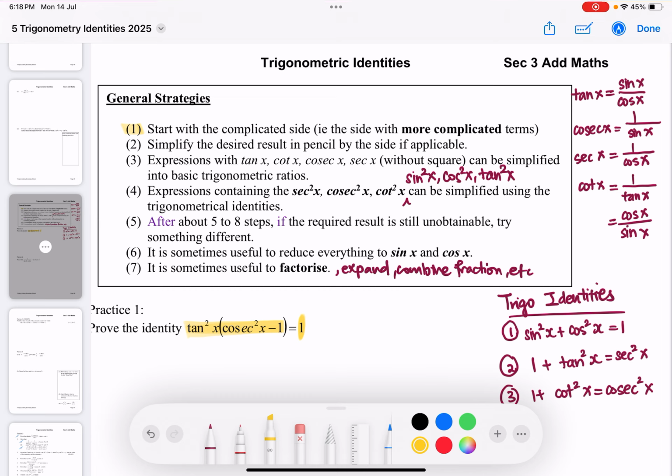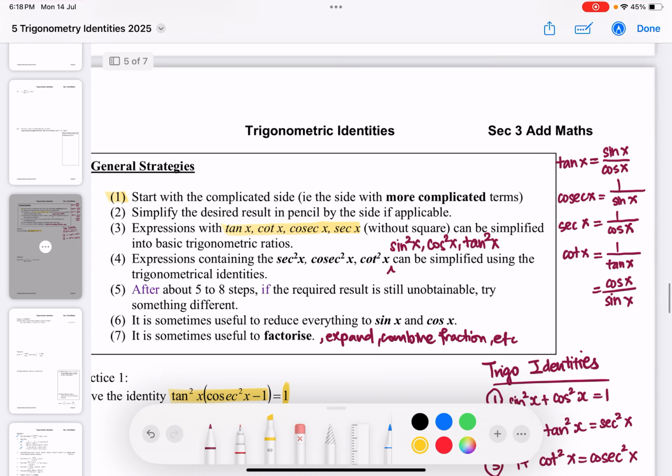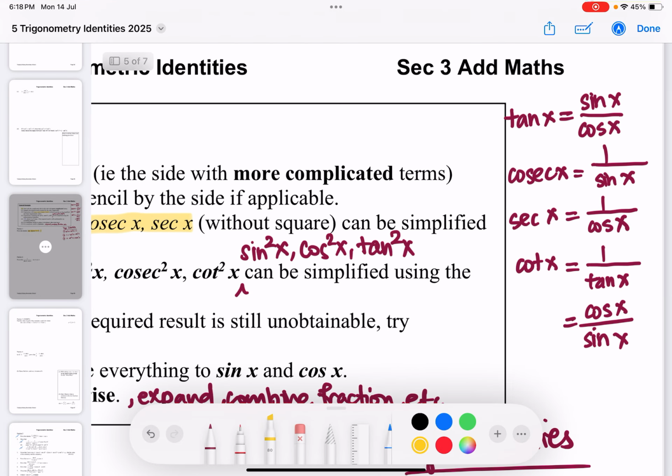The third strategy, which I think is very, very important, is to rewrite tangent, cotangent, cosecant, and secant where necessary into the basic trig ratios. I've written down these functions in terms of their reciprocal functions. We know that tangent is sine over cosine, cosecant is 1 over sine, secant is 1 over cosine. Cotangent is 1 over tangent, and because tangent is sine over cosine, this is basically cosine over sine.